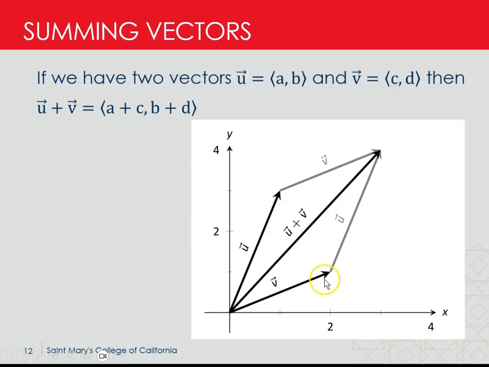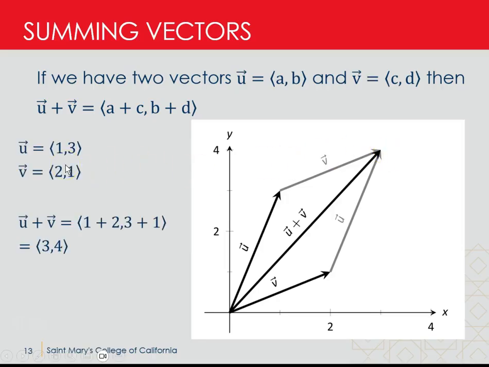Because addition is commutative, it doesn't matter which order you do it in. We could also do it this way around, but I think it's more natural to think about going along U and then V. So there it is graphically, and then of course if we actually calculate it, U here is 1, 3, V is 2, 1. So we add them together, we get 3, 4, and that's exactly what the graph shows.